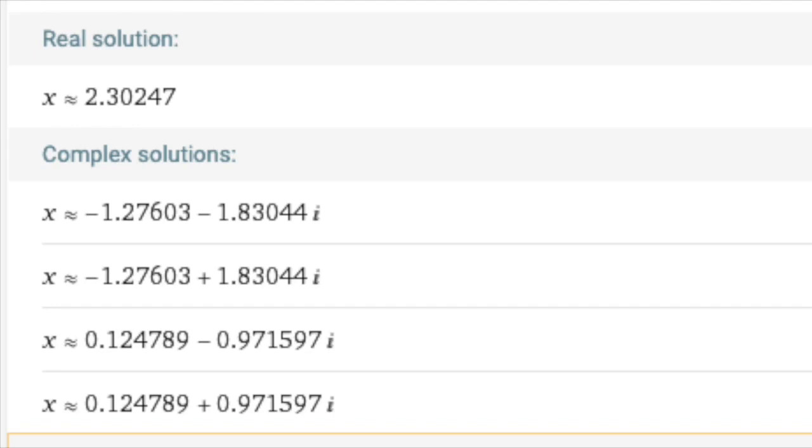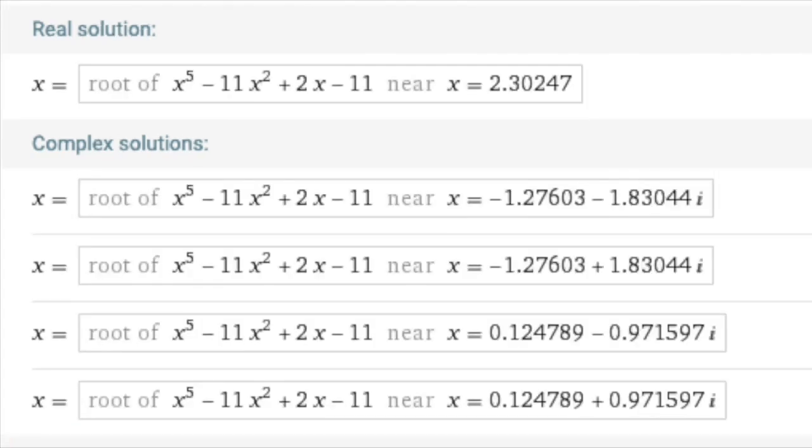So we have one root and we see that it's not written in an exact form like it was in the case of the quadratic equation that we showed previously. And we actually find that if we go and click the exact form button on the Wolfram Alpha page, it still doesn't give us an exact form. It just tells us that x is the root of x to the 5th minus 11x squared plus 2x minus 11 near, and then it tells us our approximation. So what this tells us is that Wolfram Alpha doesn't have an exact form and that it is finding this root through some sort of approximation method.